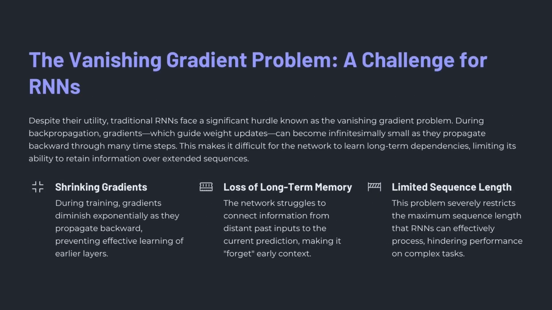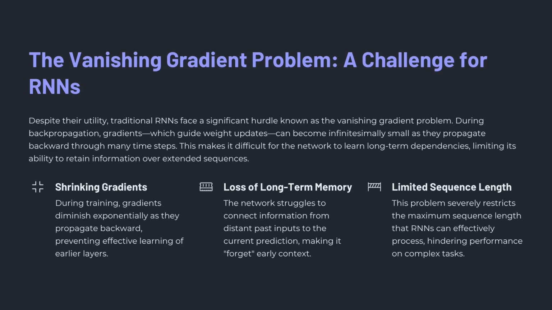One of the biggest challenges that RNN face is the vanishing gradient problem. During training, especially through backpropagation, we use gradients to update the weights of the network. But in RNN, as the number of time steps increases, these gradients start to shrink exponentially. This means the early time step information contributes almost nothing to learning, making it hard for the network to remember things from the distant past.